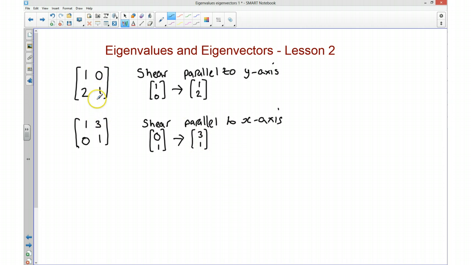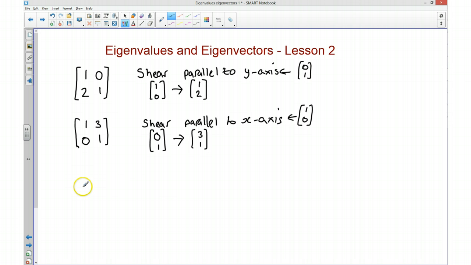Now these were recognizable because one of them was a shear parallel to the y-axis and one of them was a shear parallel to the x-axis. But what about if our shear was parallel to something that wasn't the y-axis or the x-axis? So this is the y-axis, which is 0, 1. That describes the direction of the y-axis, and the direction of the x-axis was 1, 0. But what if our transformation was a shear in the direction 1, 1 or 1, 2 or negative 1, 5? How would we be able to recognize that? So this is now the idea that we're going to explore.